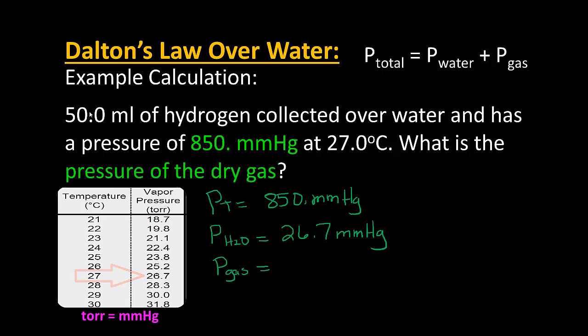So we're not going to use this 50 milliliters of hydrogen. I would like for you to go ahead and take off the part where it says, what is the pressure of the dry gas at STP? We're not going to do that. I just want you to figure out what the pressure of the dry gas is.